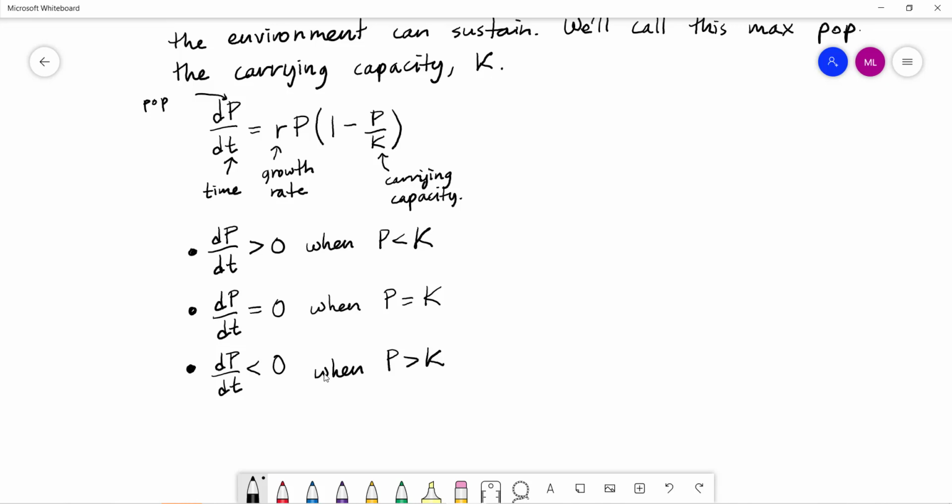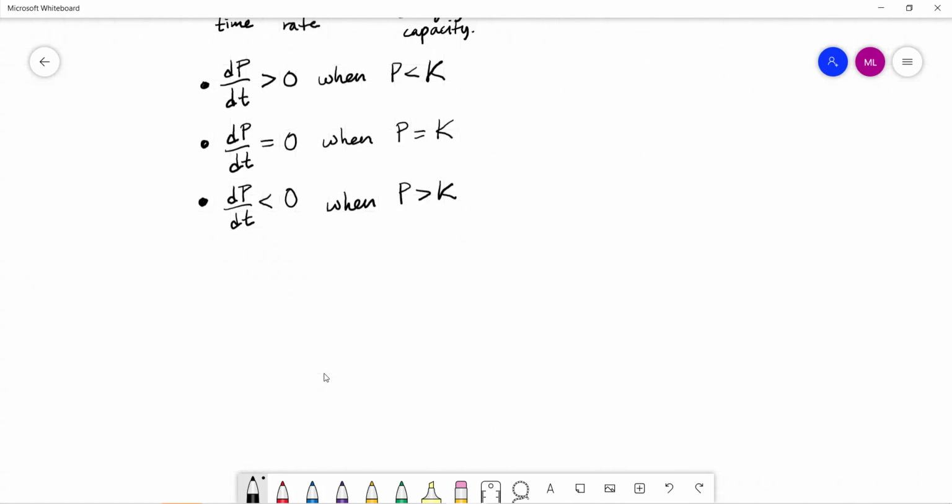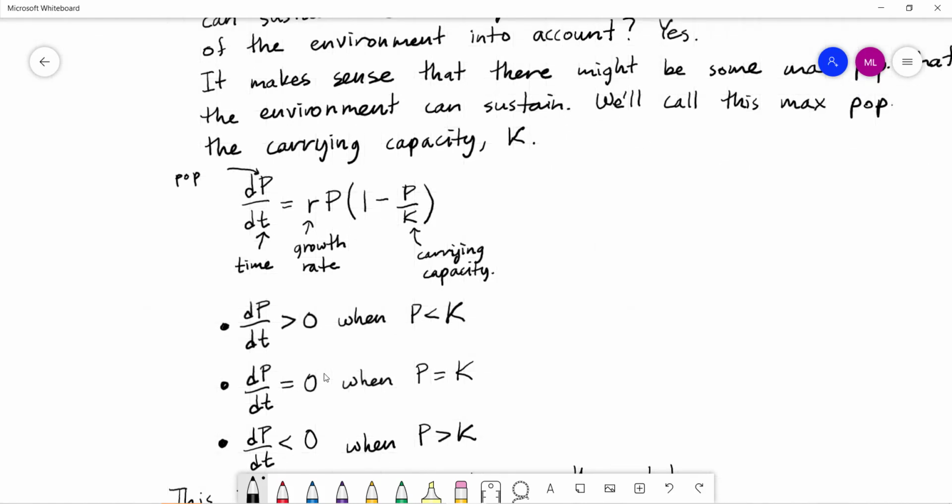This is called the logistic growth model. And it's a more accurate model of how things actually work.